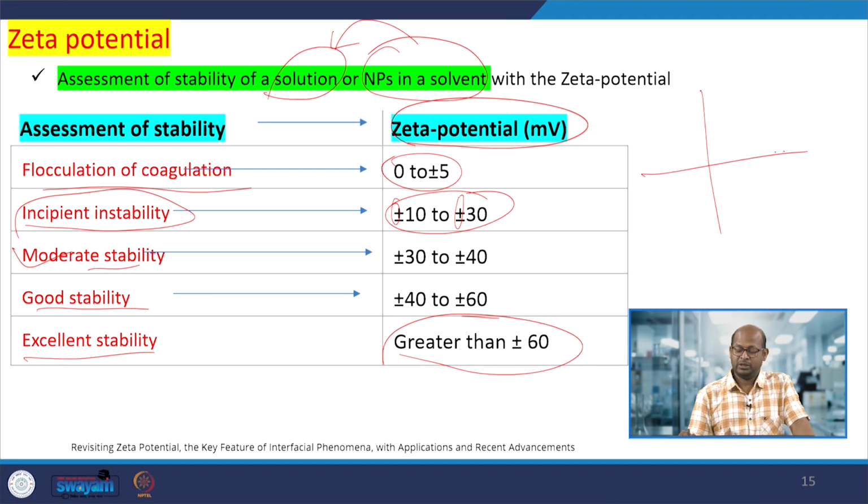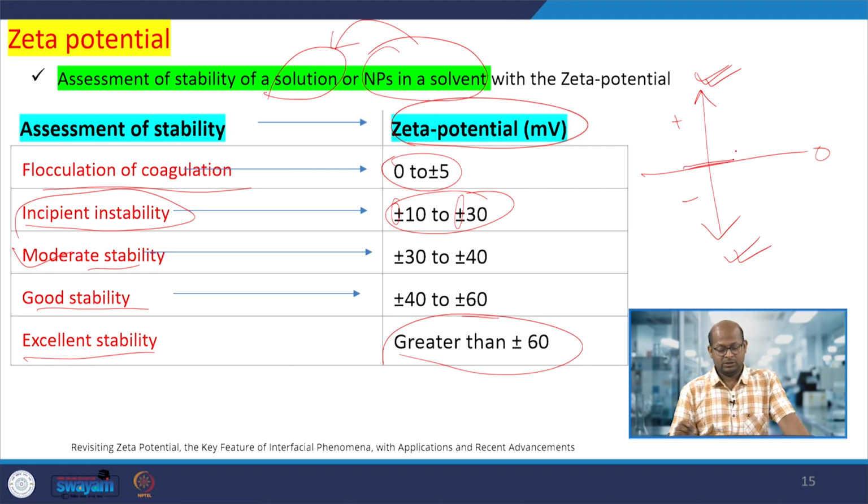So this is the zero line, with either positive or negative sides. So zeta potential in this way is extremely stable, excellent stable, and in between it is less stable. We have nanoparticles in particular solvents, and we get some solutions. For these solutions we can measure the zeta potential of that particular solvent.